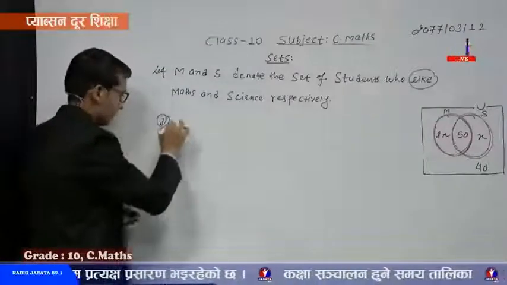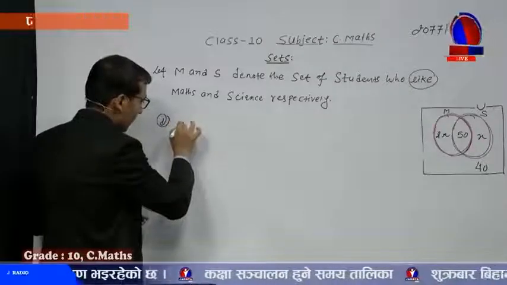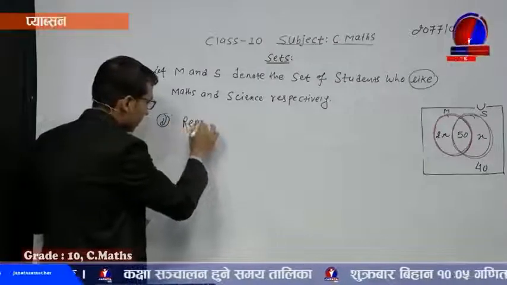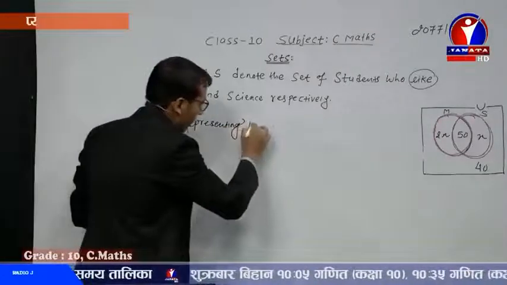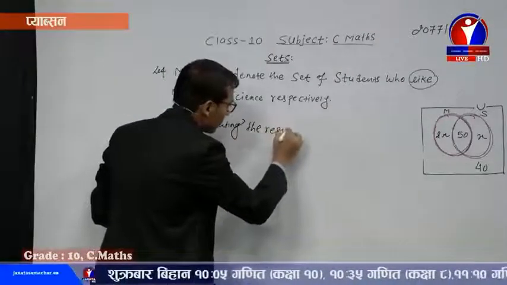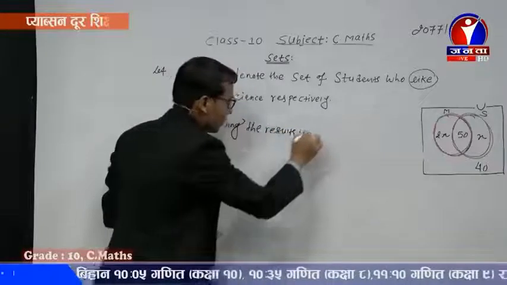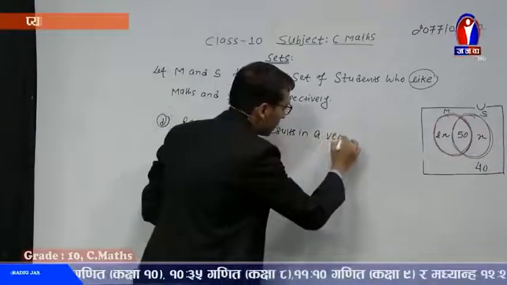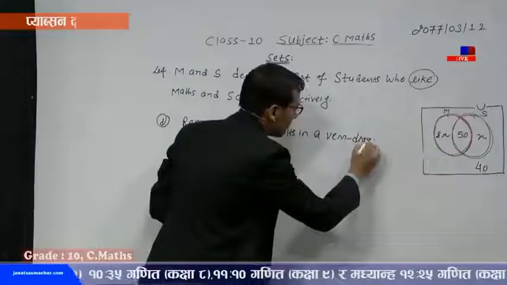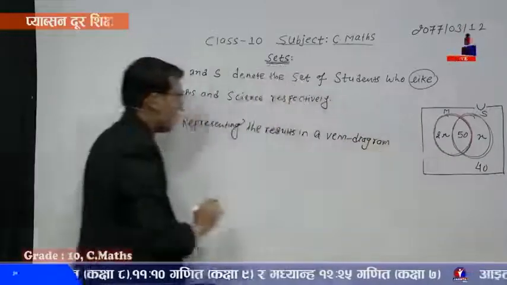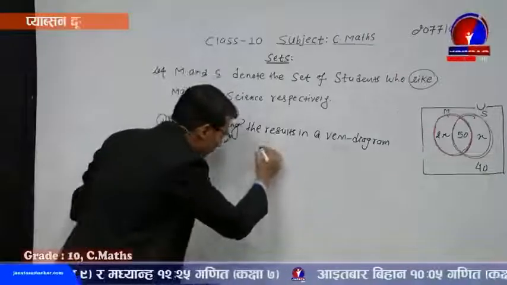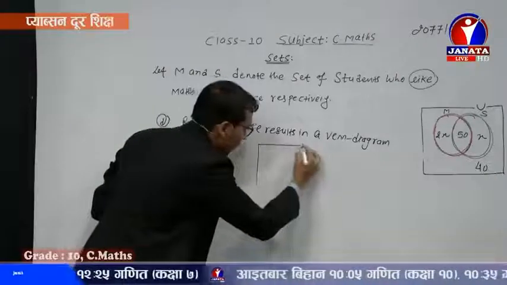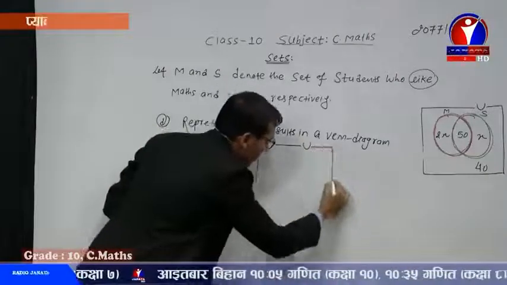Question number D: representing the results in a Venn diagram. So let me draw another Venn diagram, where we will replace the value of x.